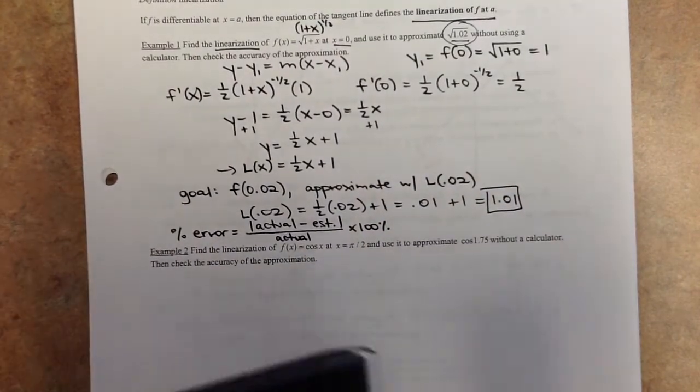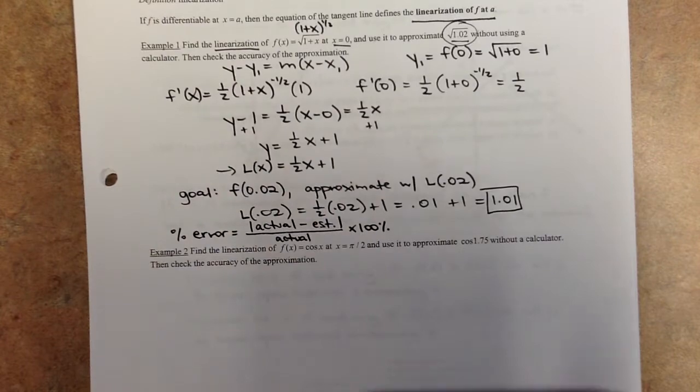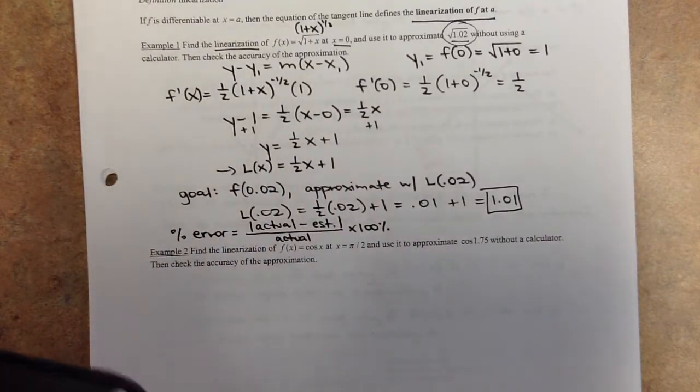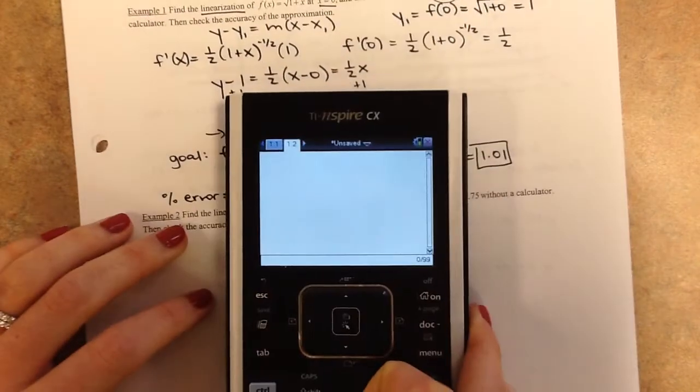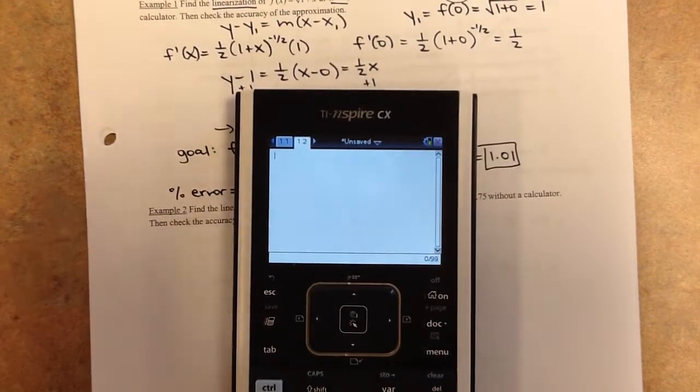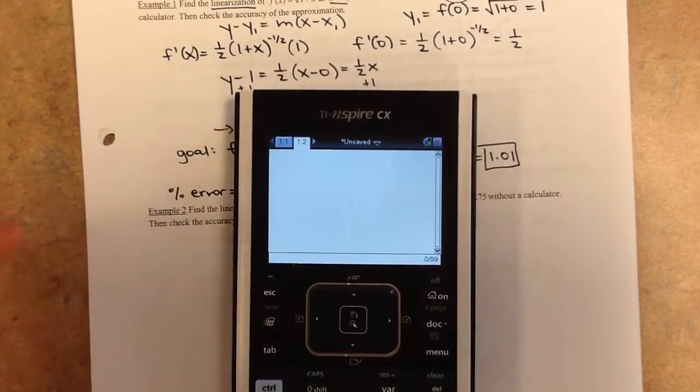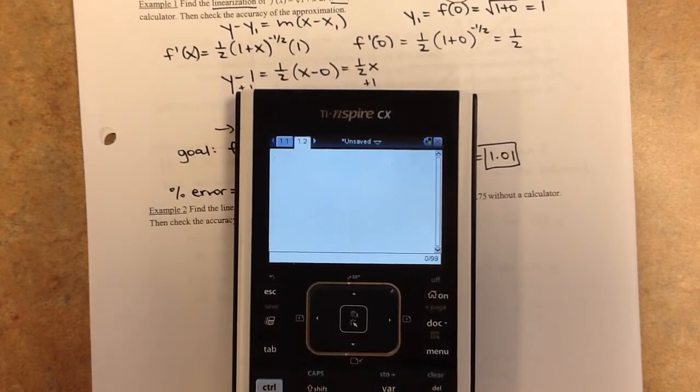And now, of course, we do have our calculator. I just told you earlier that we're pretending as if we don't. And many of you may be wondering, why can't we just plug the square root of 1.02 into our calculators? Well, it's not really the point. It's more like we're figuring out how to use a tangent line to approximate something. And that will be very important on the AP test.